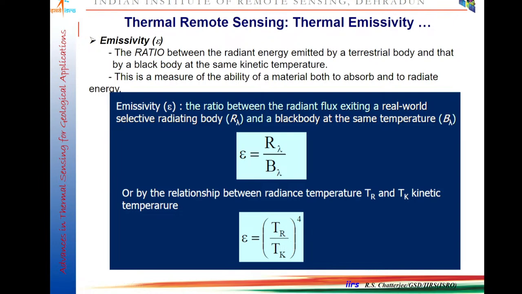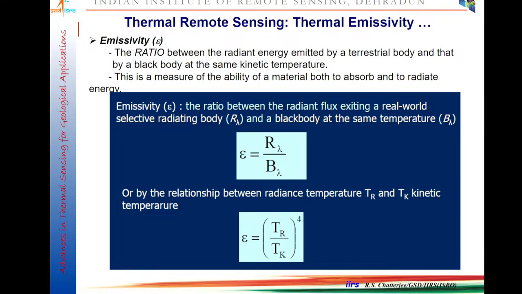So you understand that the temperature you get from this relationship will not be the same as the kinetic temperature. It will be lesser than that. So Tr will be lesser than the kinetic temperature, or the actual body temperature. So Tr by Tk to the power 4 will be less than 1, isn't it? So this is how you can also get thermal emissivity. Okay, these are some of the basic principles.